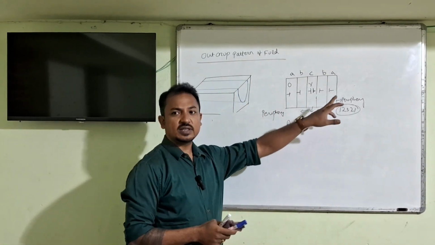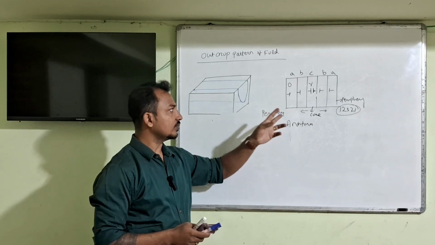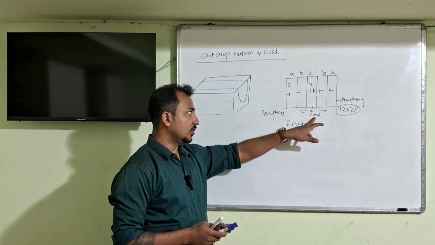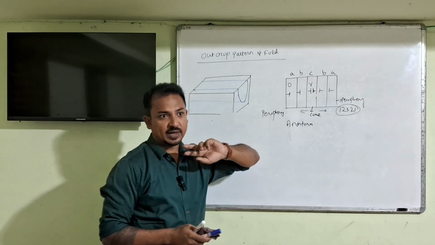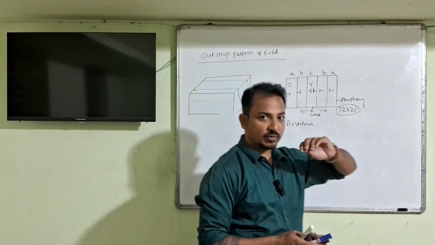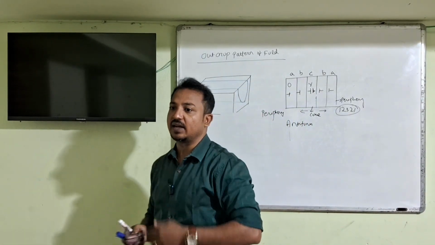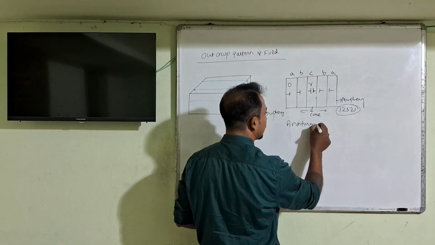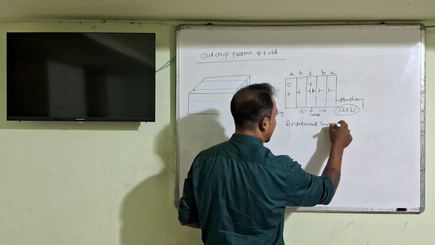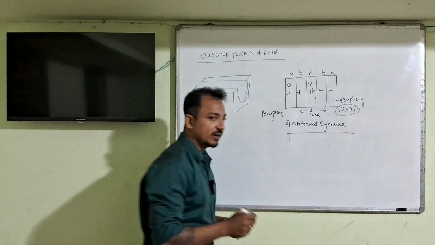So this is core, this is periphery. The core part contains younger rock. Any fold that contains the younger rock at the core will be called a syncline. Here the form is antiform, so it will be an antiformal syncline.